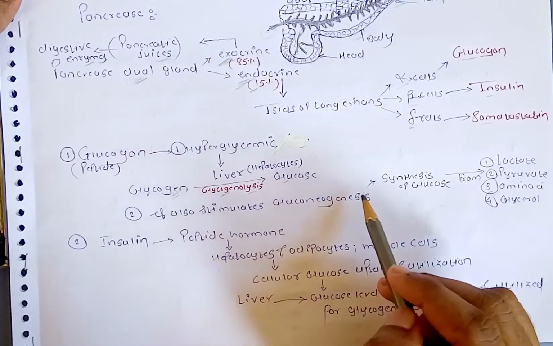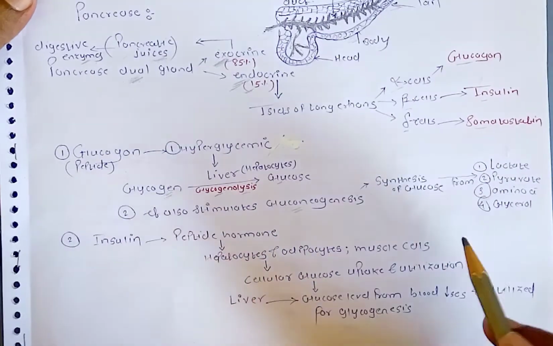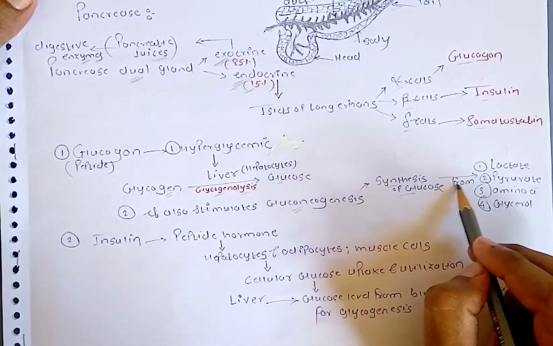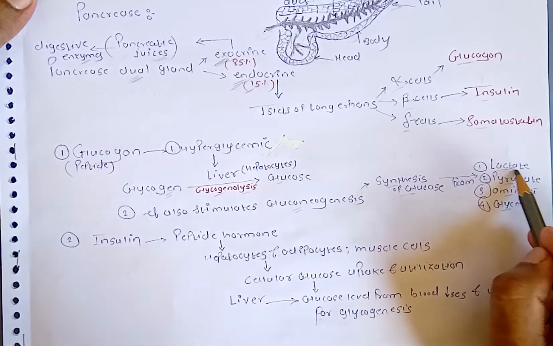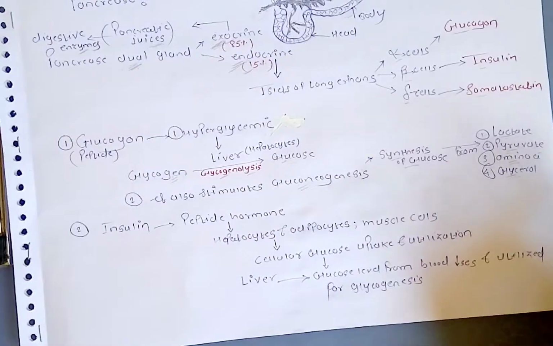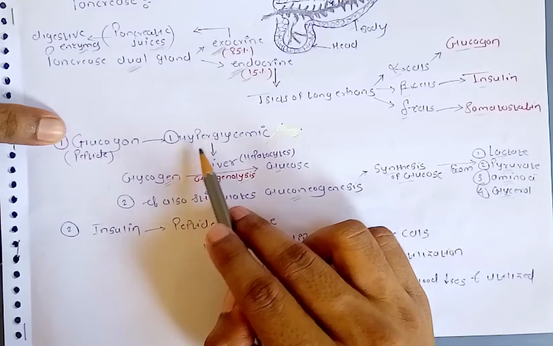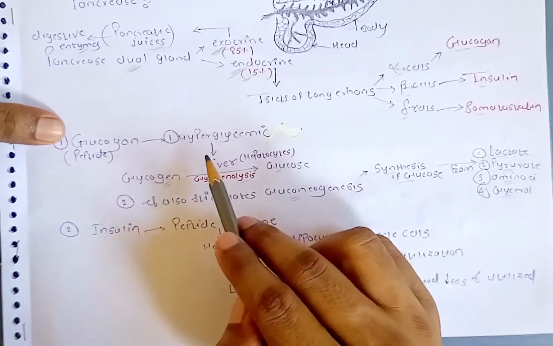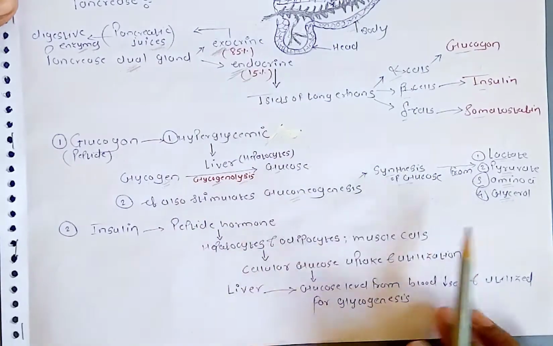Also, it stimulates gluconeogenesis. Whenever the body needs glucose, what exactly happens in gluconeogenesis? Synthesis of glucose from non-carbohydrate compounds, for example, lactate, pyruvate, amino acids and glycerol. So glucagon ultimately helps to increase the level of glucose inside the body. Instead of body we can say into the blood.